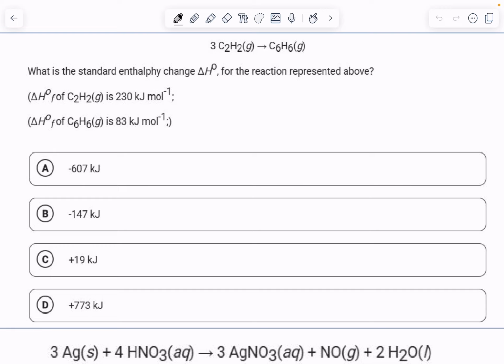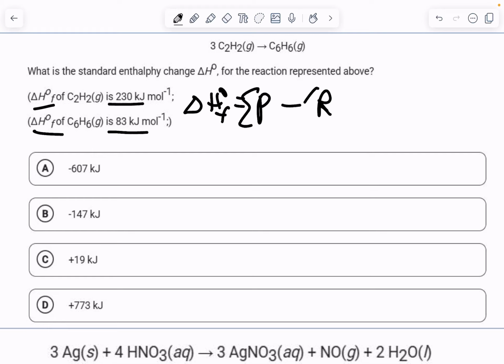They give us their enthalpy of formations right here and their values for each molecule. They have to give you this information either in a data table or some form or fashion to be able to answer these types of questions, so always expect there to be the information you need to answer it. And delta H of formation is simply going to be the delta H of formations of the products minus the reactants, and it would be the summation of them.